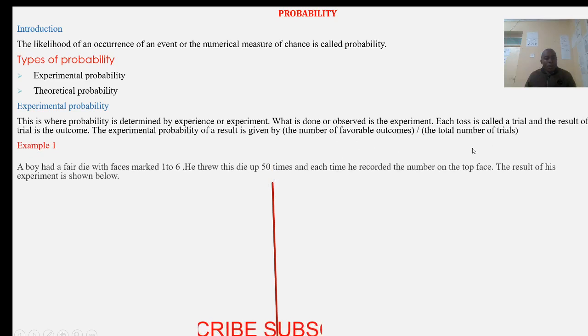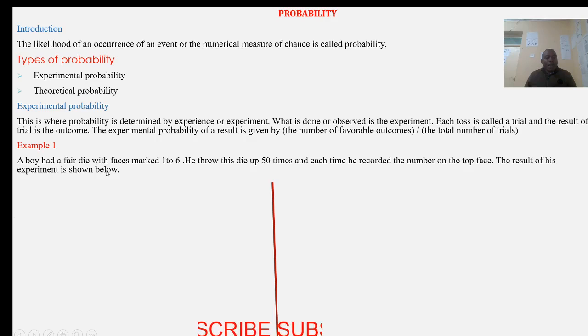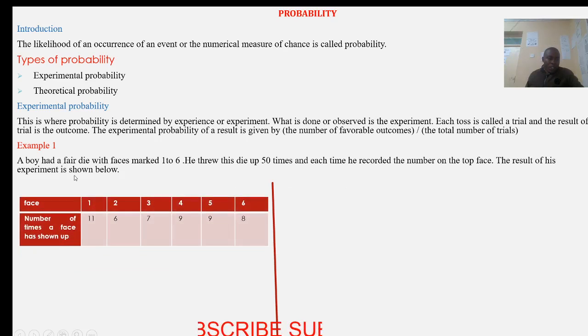Example: a boy had a fair die with faces marked 1 to 6. A die, that is a small cube that is labeled 1 to 6. He threw this die up 50 times, and each time he recorded the number on the top face. The result of his experiment is shown in the table. So he had a die labeled 1 to 6, and then he threw it up 50 times.